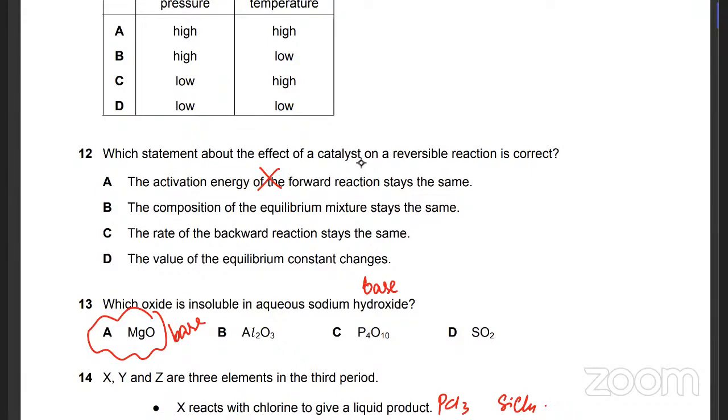It speeds up the reaction no matter whether it's the forward or the backward. Remember, the equilibrium constant value only changes with one thing. And what is that one thing? Temperature. So it's not the catalyst. So the answer is the composition of the equilibrium mixture stays the same, because both forward and backward reactions would speed up at the same speed. So there will be no effect on the amount of reactants or products. Is that clear?